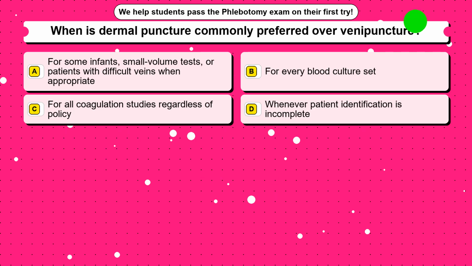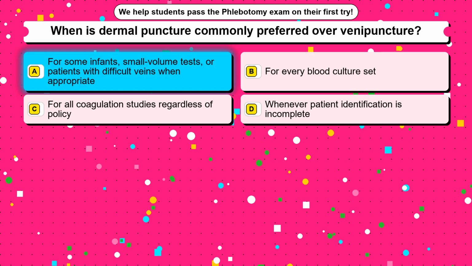Question 93. When is dermal puncture commonly preferred over venipuncture? Option A. For some infants, small volume tests, or patients with difficult veins when appropriate. Option B. For every blood culture set. Option C. For all coagulation studies regardless of policy. Option D. Whenever patient identification is incomplete.